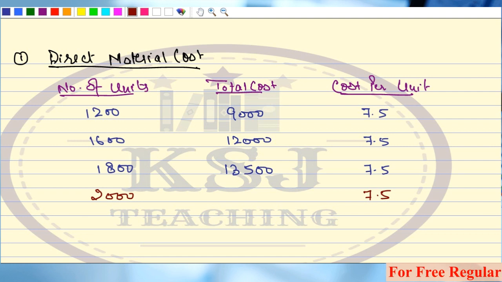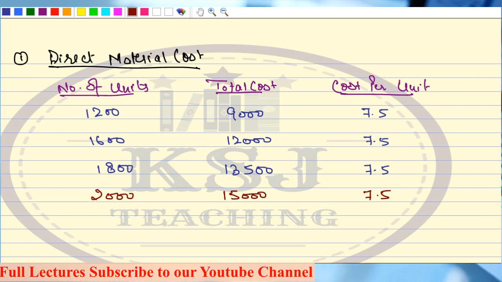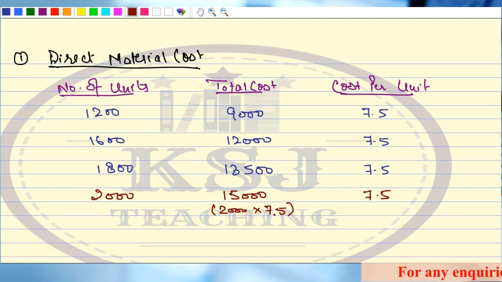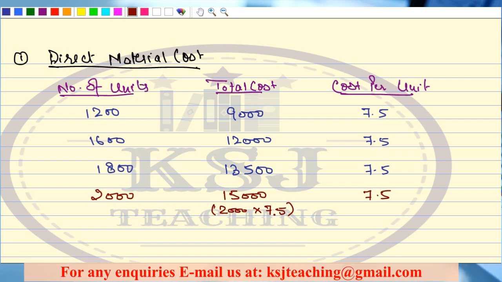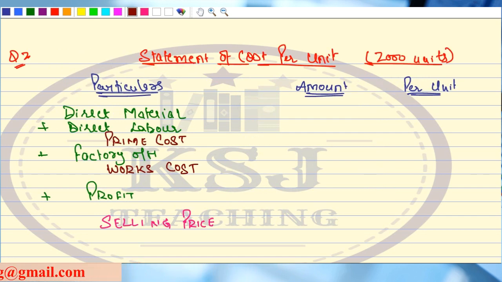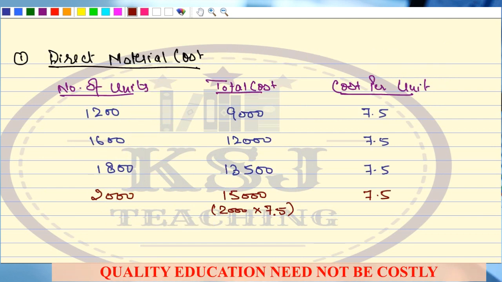So can you tell me what will be the total cost? Sir, 15,000. How is it calculated? 2000 units multiplied by 7.5. Sir, why is this cost constant? Because the total cost is increasing proportionately with the increase in number of units. That is why it remains constant at 7.5. That means I can fill here, this amount is 15,000 and price per unit is 7.5. Any doubts in this point? I hope this is clear.